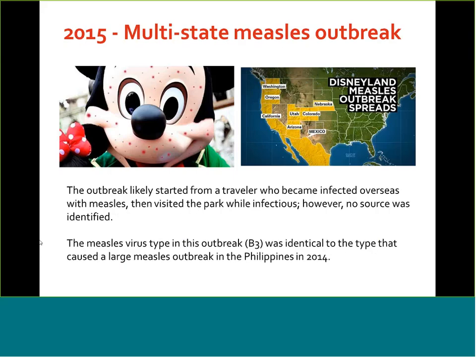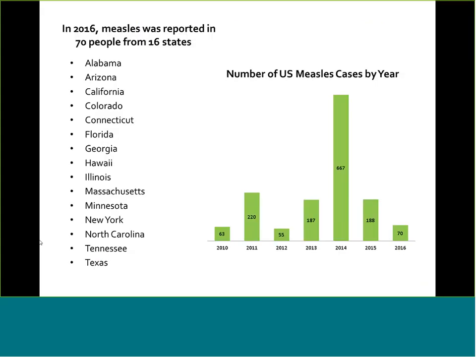You guys all know about the 2015 multi-state measles outbreak that started with a traveler who likely became infected overseas with measles and then visited a certain park in California while infectious, but the actual source case was never identified. The cases led to 52 outbreak-associated cases of measles, and they were in multiple states, as you can see in the map there. The measles virus in that outbreak was determined to be type B3, and that was identical to a type that had caused a large measles outbreak in the Philippines in 2014, and actually had even caused a larger outbreak in the United States in 2014.